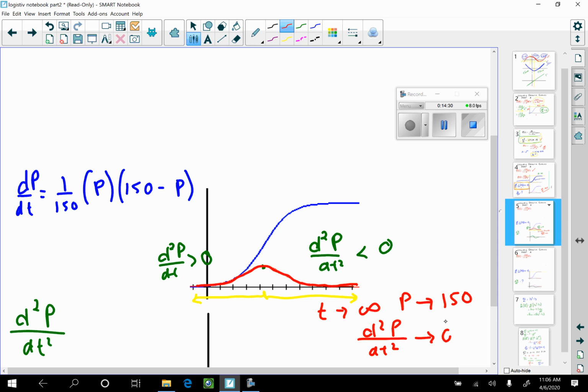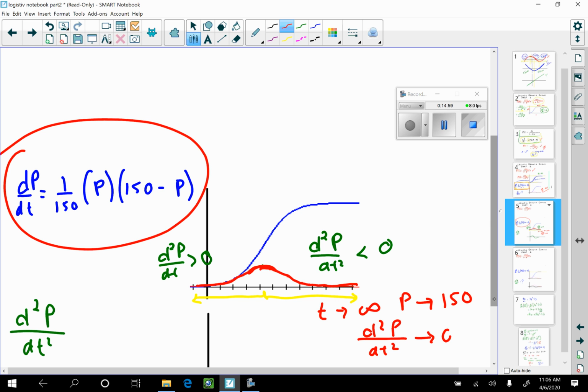Okay? In like manner going this way. As t goes to 0, the population is going to go to 0, and the second derivative is going to go to 0 as well. Since the first derivative has a maximum at this point, we know the second derivative is going to change from positive to negative.